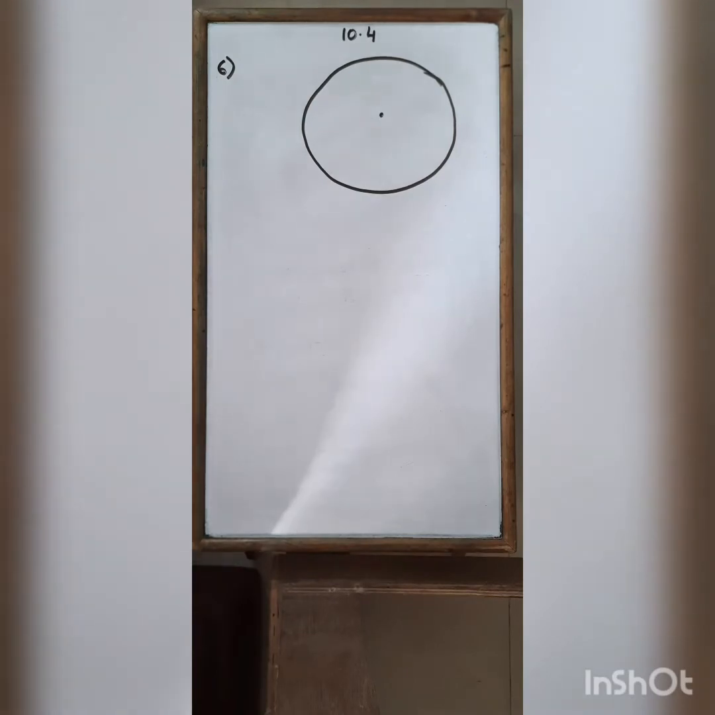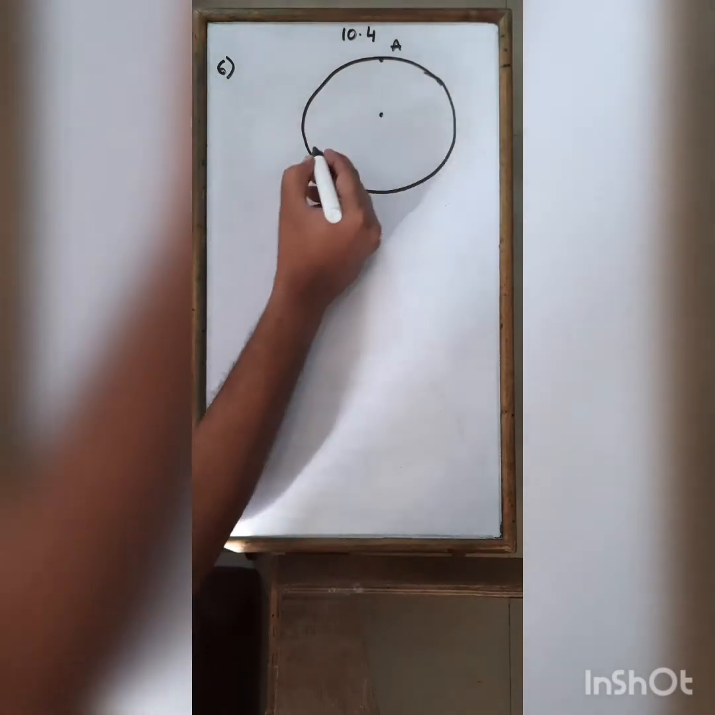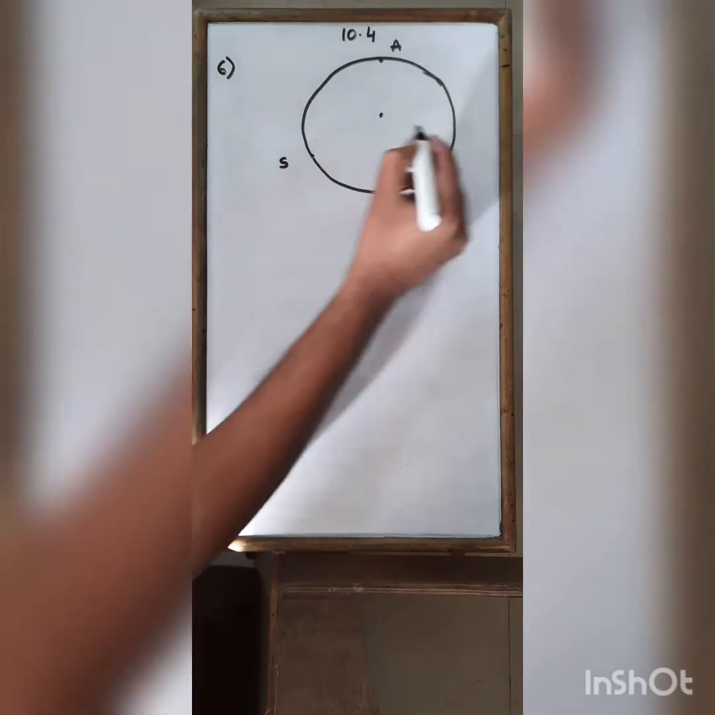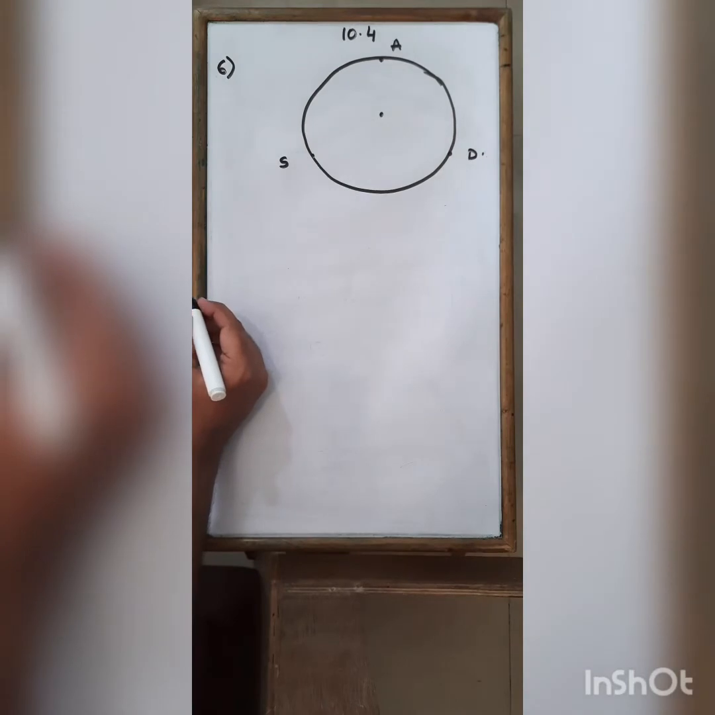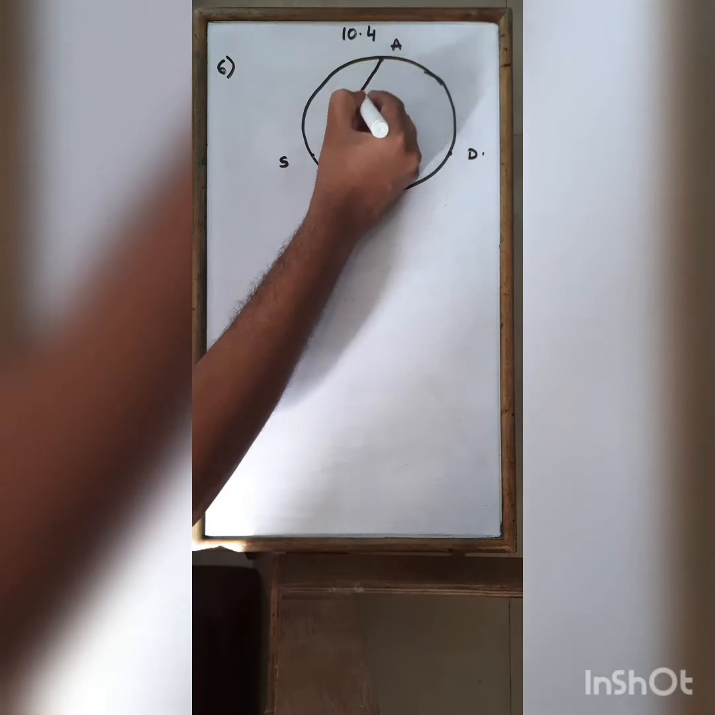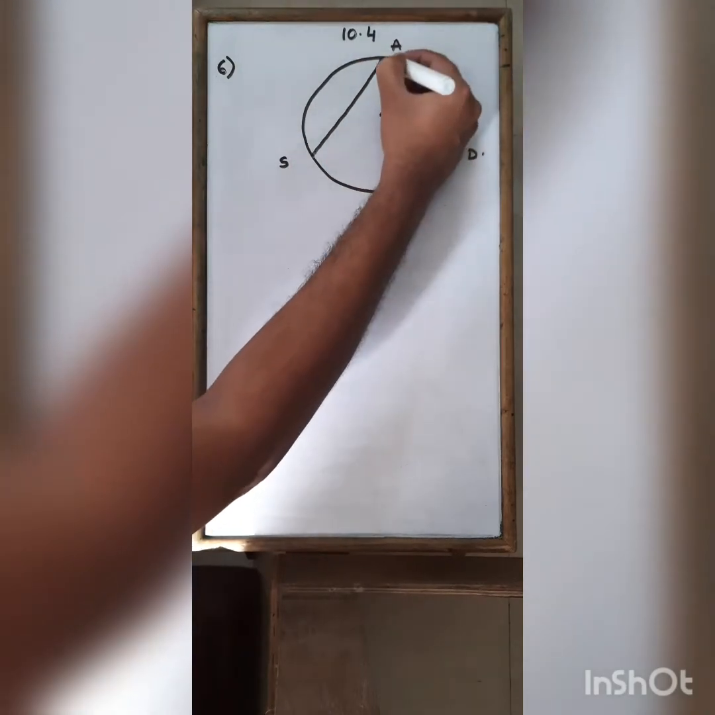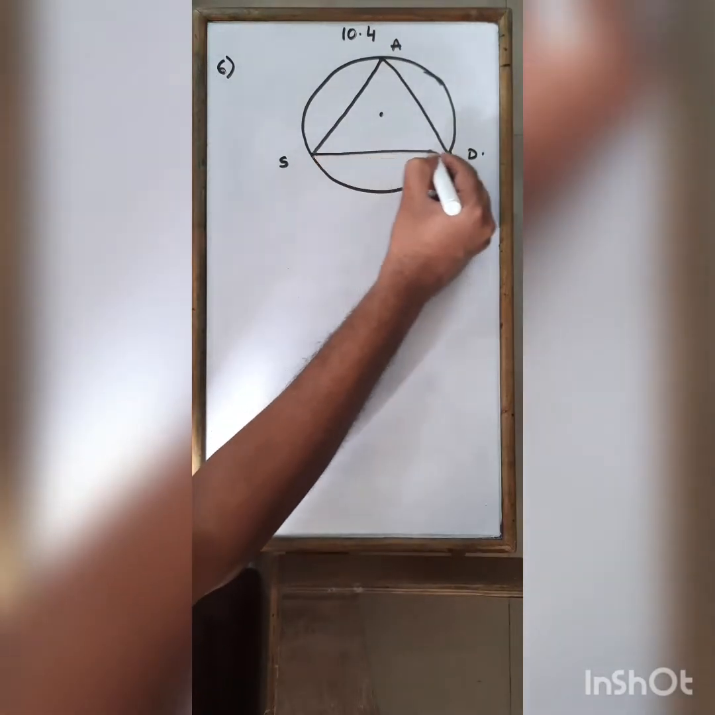3 boys, Ankur, Sayyad and David. So you have Ankur over here, you have Sayyad over here, and you have David over here, sitting at equal distance on the boundary. So this distance is equal. So this is AS, this is AD, and this is SD.